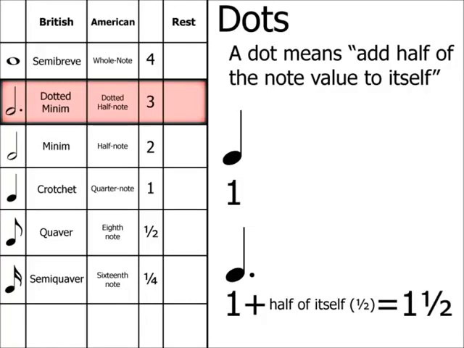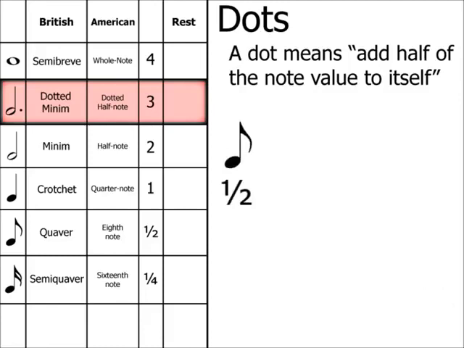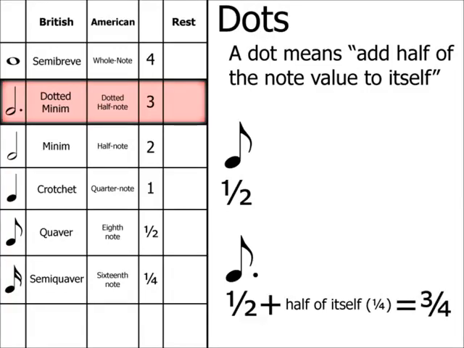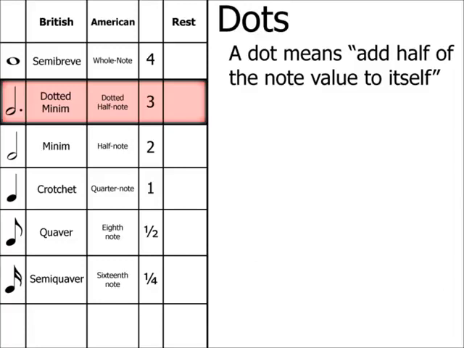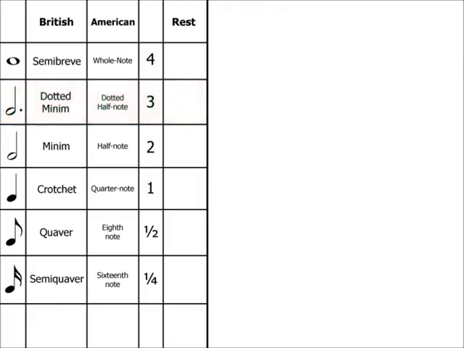Let's have a quick look at a dotted quaver. We already know that a quaver equals half. The dot adds half of that value. Half of a half is a quarter. So we add that quarter to the half. The total value is 3/4. So remember, a dot adds half of the value of the note to itself. Therefore, to have a note which equals a value of 3, we add a dot to a minim, a dotted minim.